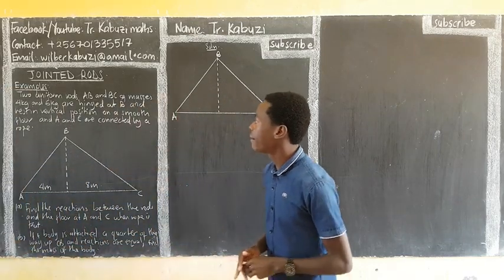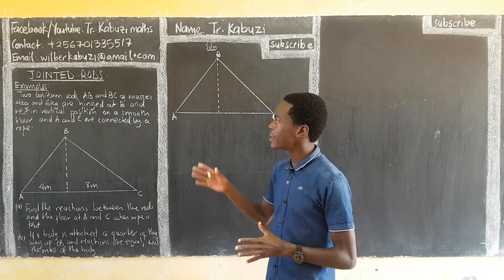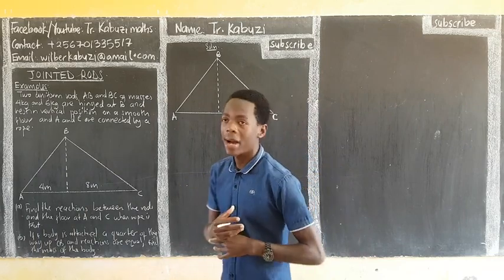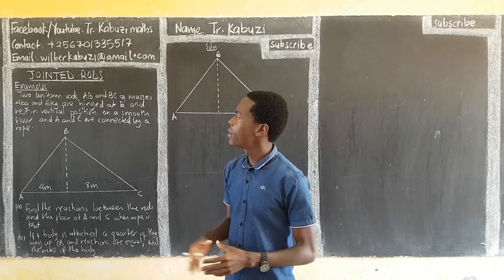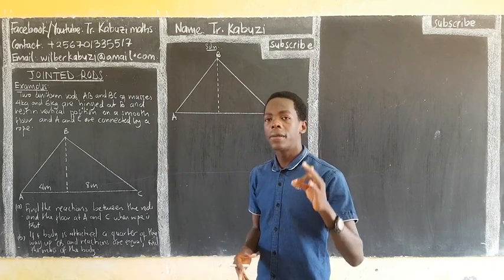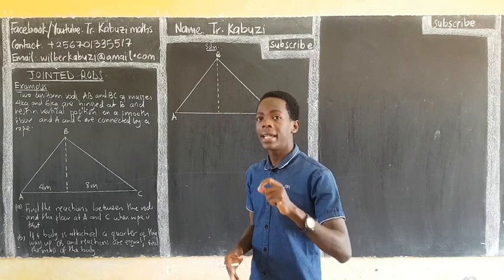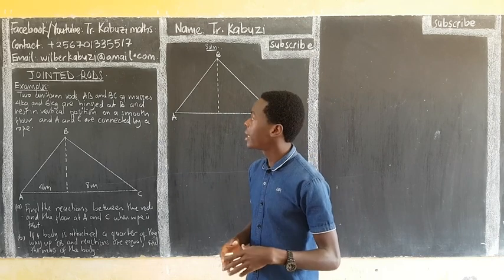Okay, this is the question we have. Now we are seeing examples, and this is going to be the first example about our jointed rods. They are very easy, as you can see. Two uniform rods. The moment you hear the word uniform, it means that the weight is acting in the middle, or the center of gravity is acting in the middle.